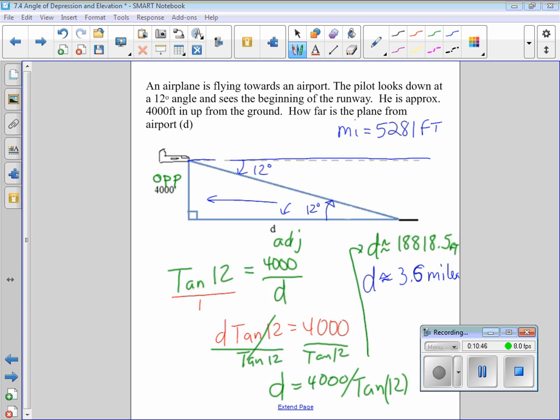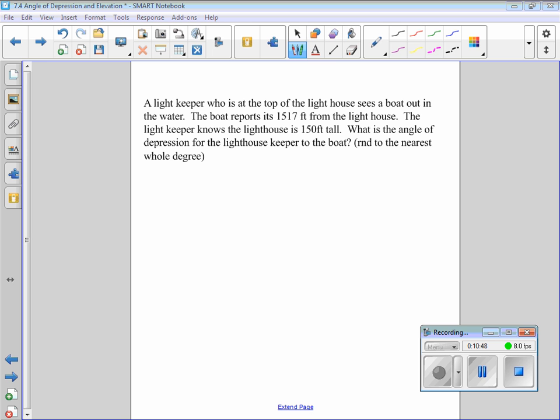All right, let's move on. This next one says a lightkeeper who is at the top of the lighthouse sees a boat out in the water. The boat reports it's 1,517 feet from the lighthouse. The lightkeeper draws the lighthouse. It's 150 feet tall. What is the angle of depression for the lighthouse keeper to the boat, to the nearest whole degree? Go ahead and draw your picture. Put me on pause and see if you can at least get the picture, and then come back and check your work.